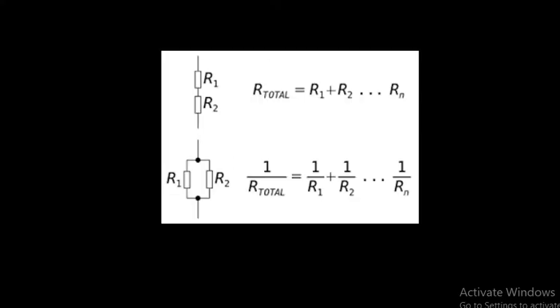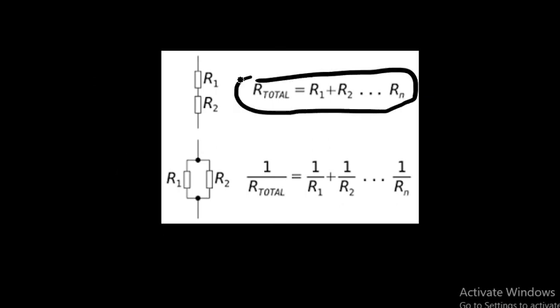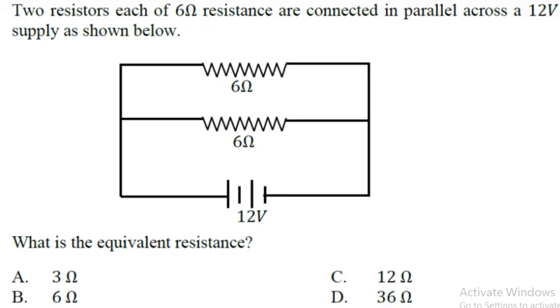That's the question. In case of series resistors, the total resistance will be the sum of each. This is series, and this one is parallel. In case of parallel, 1 over R total is equal to 1 over R1 plus 1 over R2 plus so on. This is the way we are going to do it. So we have R1, and this is R2, and we are asked for the total resistance.